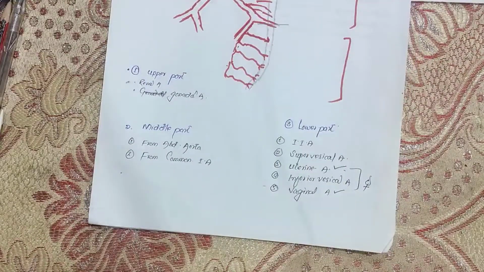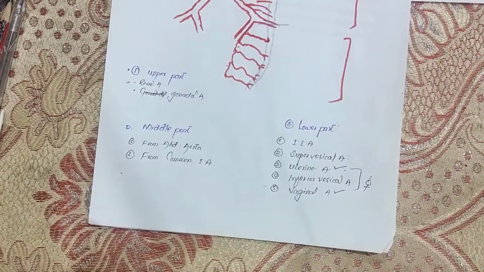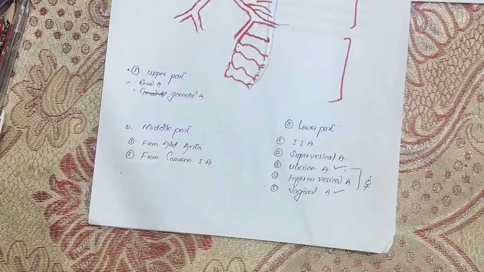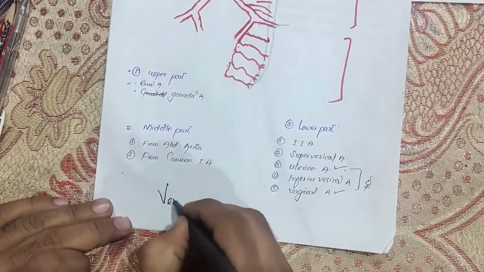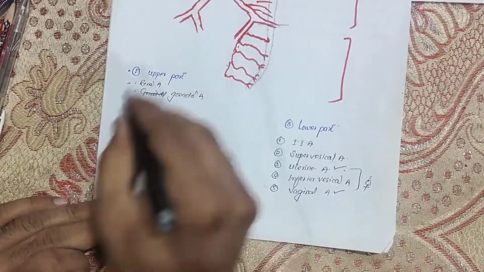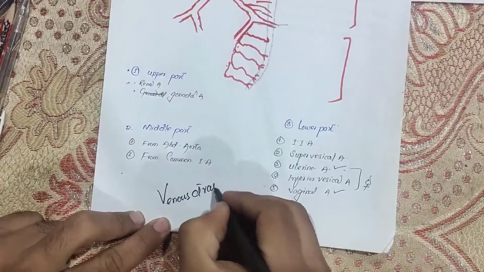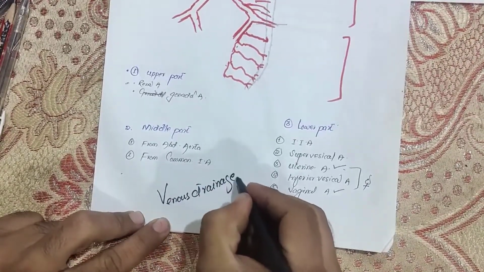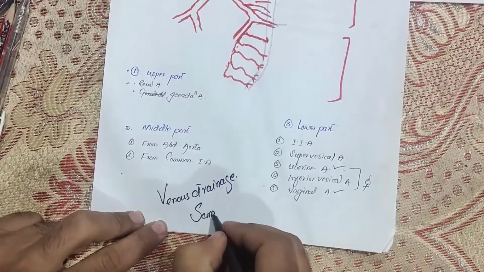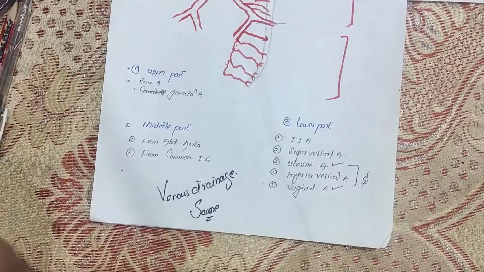Now if you want to talk about the venous supply or venous drainage, I will write here one point, that the venous drainage is same as the arterial supply. So venous drainage is same as arteries.